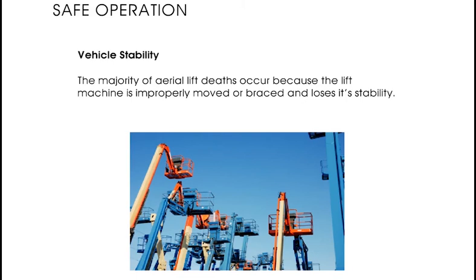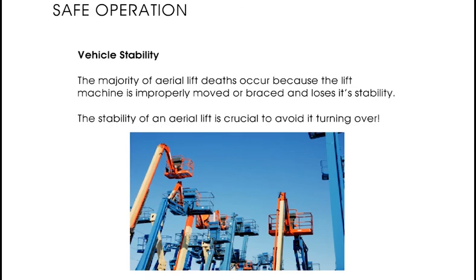The majority of aerial lift deaths occur because the lift machine is improperly moved or braced and loses its stability. The stability of an aerial lift is crucial to avoid it turning over.